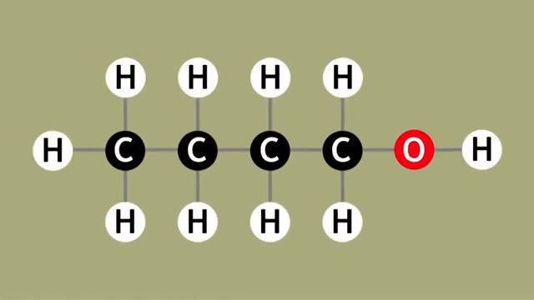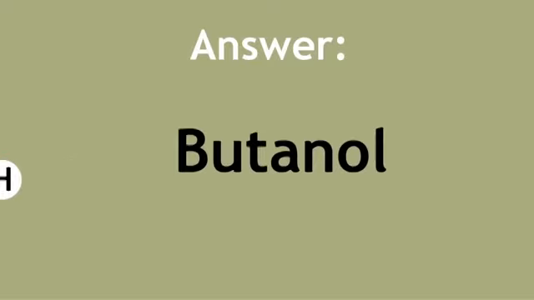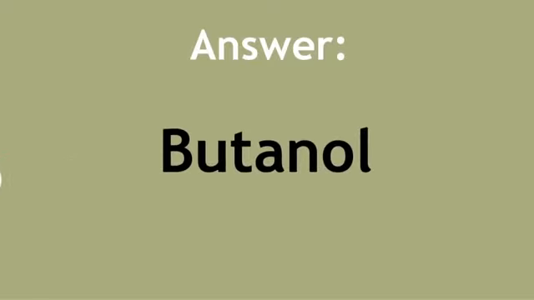Pause this video now and try to work out the name of this molecule. There are 4 carbon atoms in this molecule with an alcohol group, and so its name is butanol. The alcohol functional group means that all these compounds will react in a similar way and will have similar properties.